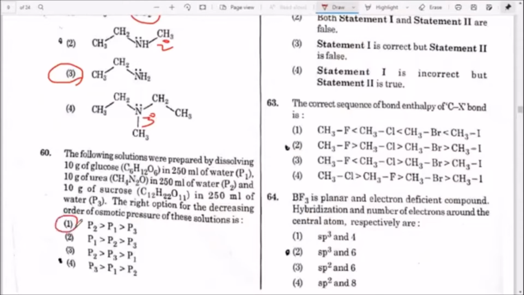Yes. So the molecular weight of urea is 60. So P2 is greater than P1, that is glucose, then P3. So the osmotic pressure, option number 1 is correct option, students.